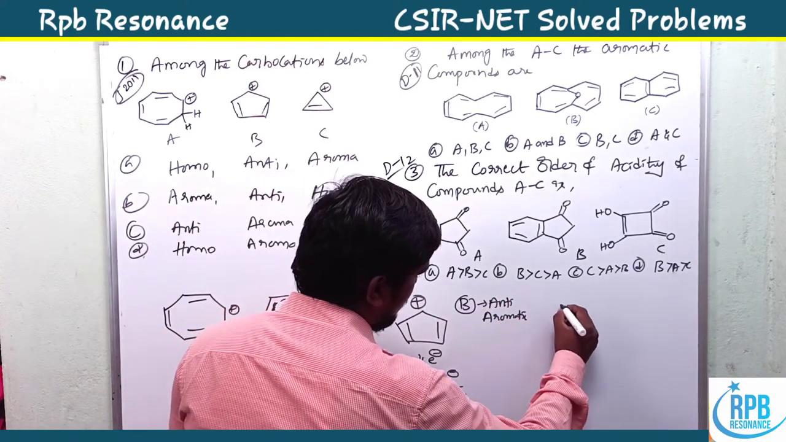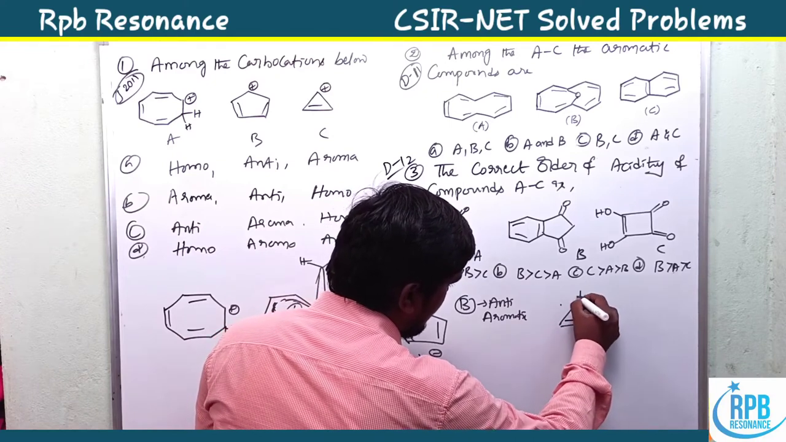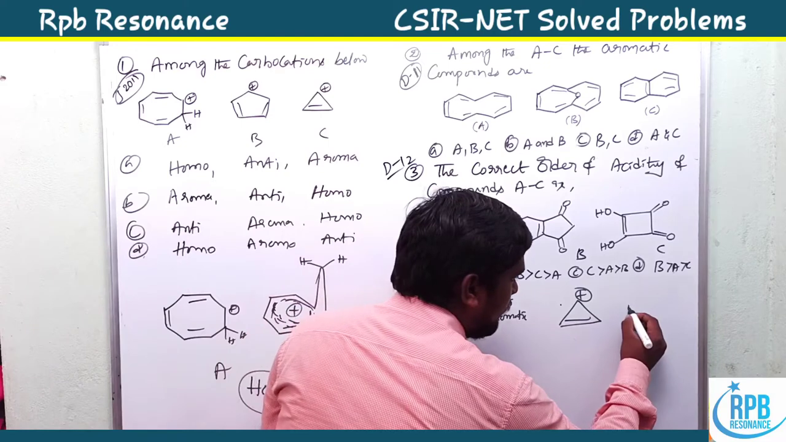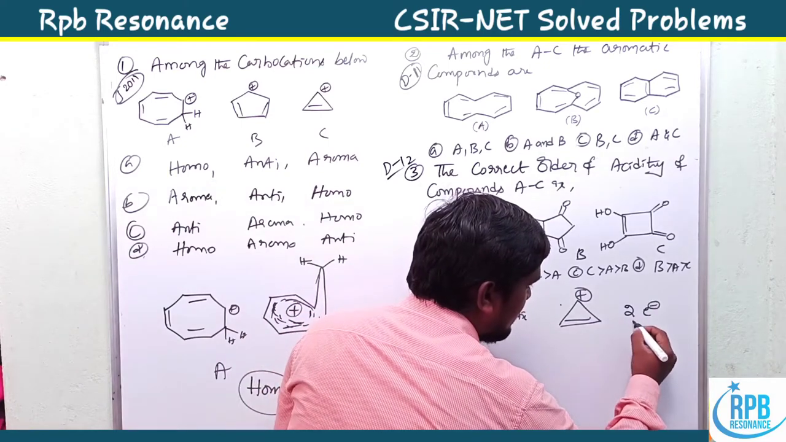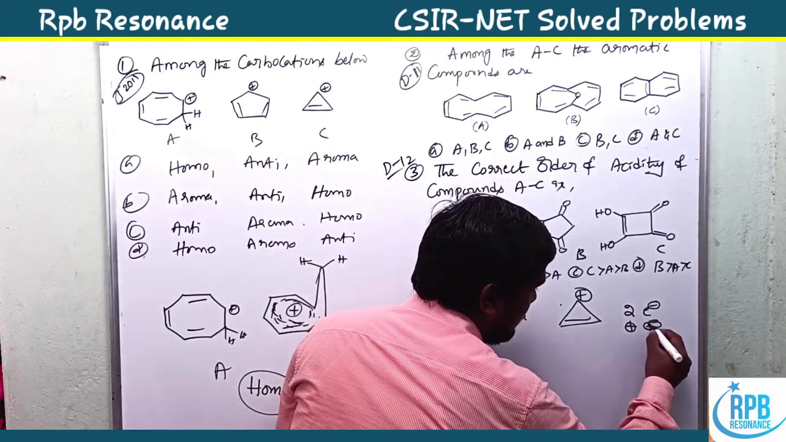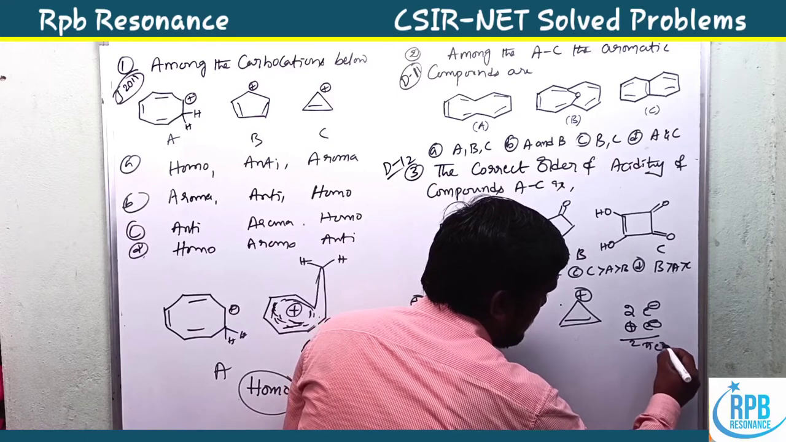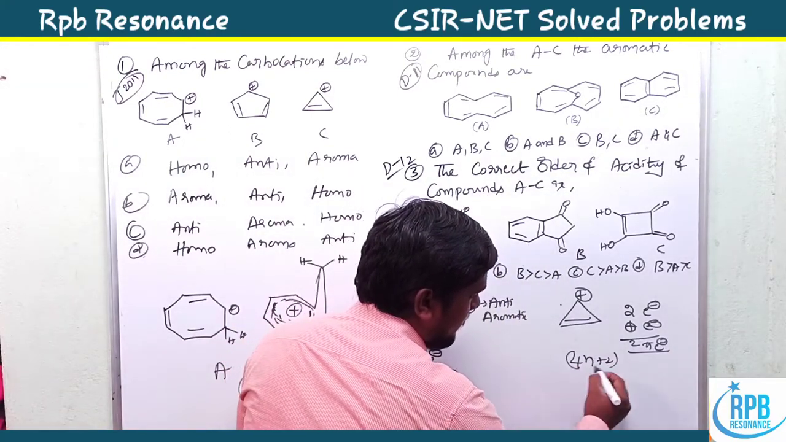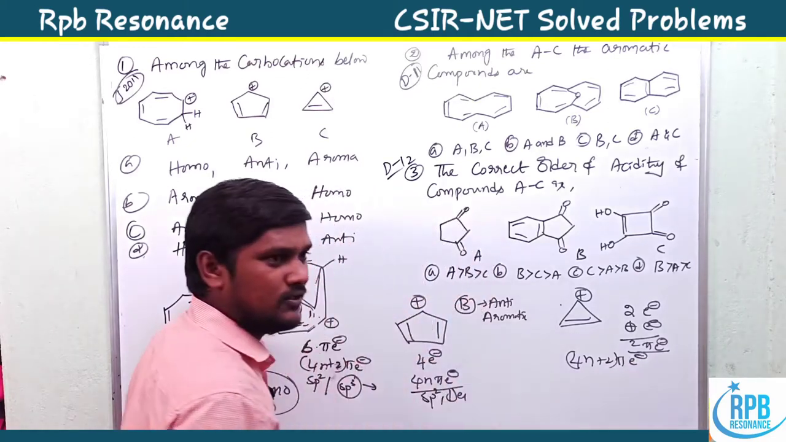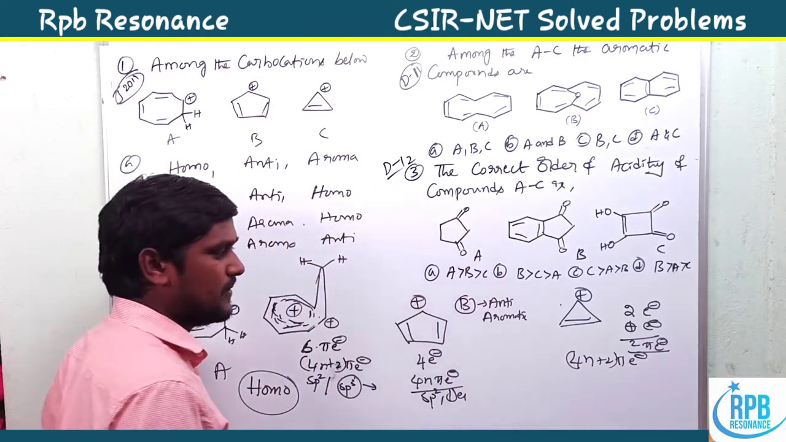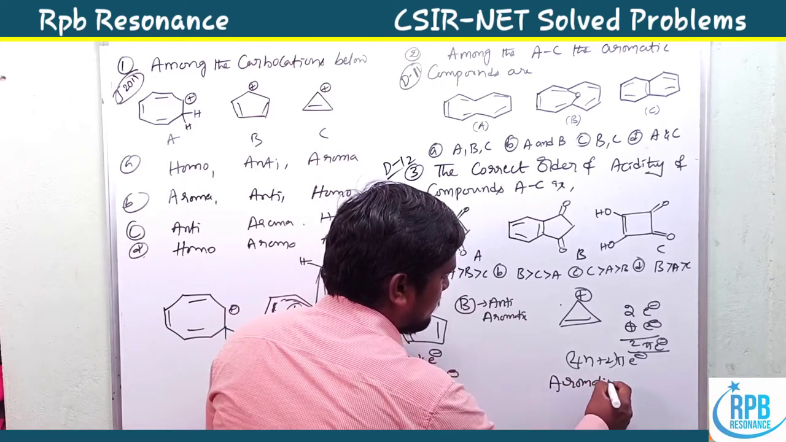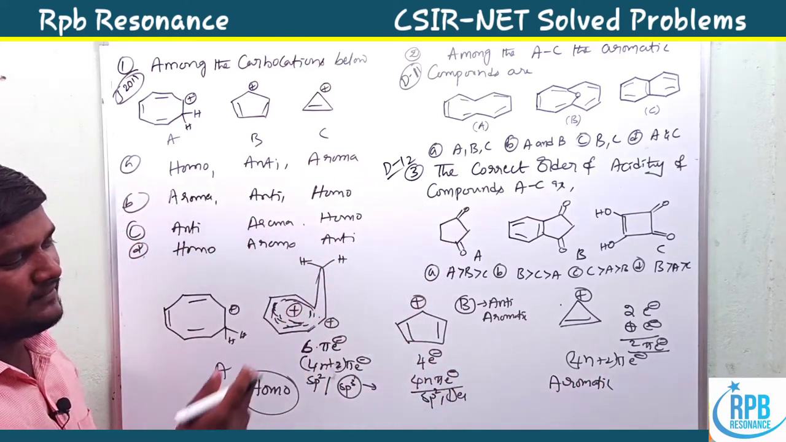Okay, now let's move on to the final system, that is the cyclopropenyl cation. Now here, 1 pi bond means 2 pi electrons, positive means 0 electrons, totally it is 2 pi electrons. Those 2 pi electrons obey the 4n plus 2 pi electronic system, where n is equal to 0. So that's why it is aromatic in nature. So A is homoaromatic, B is anti-aromatic, C is aromatic.